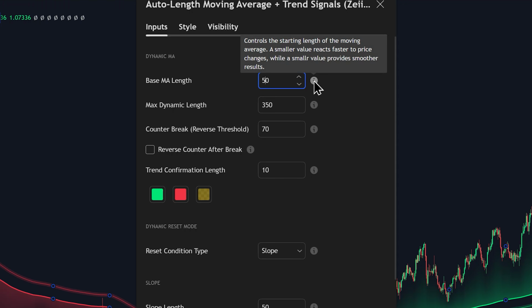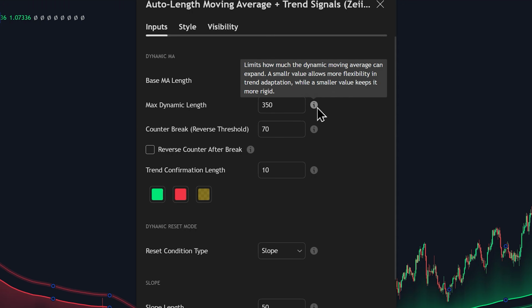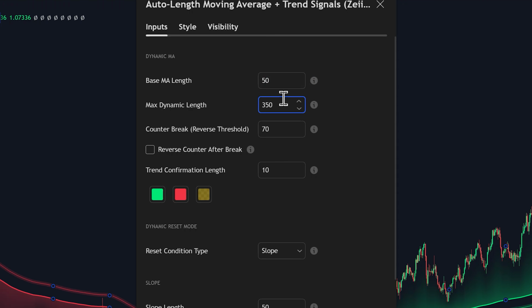Right under that, you'll see max dynamic length. This is the ceiling. In a very strong trend, the moving average will stretch longer and longer, but you don't want it stretching to infinity and turning into a flat line. Max dynamic length caps how far it can go, so the tool stays useful.